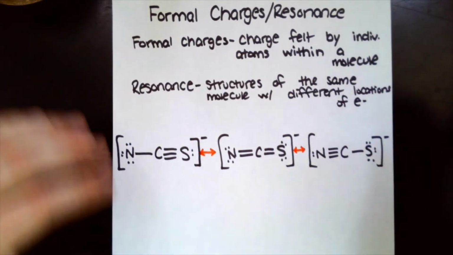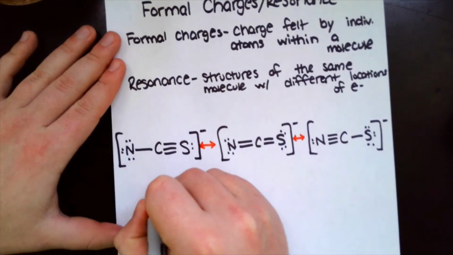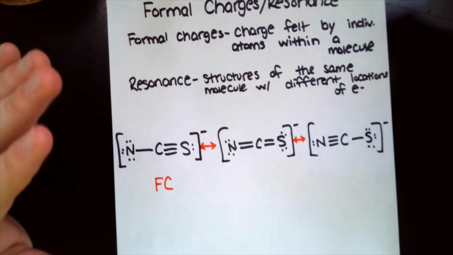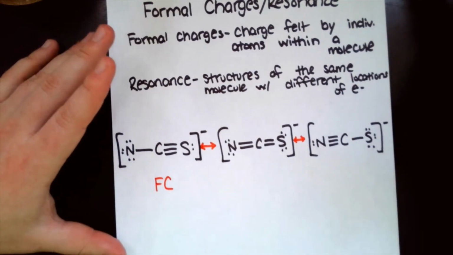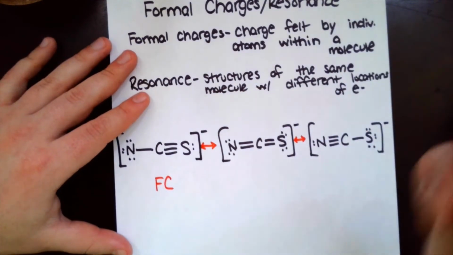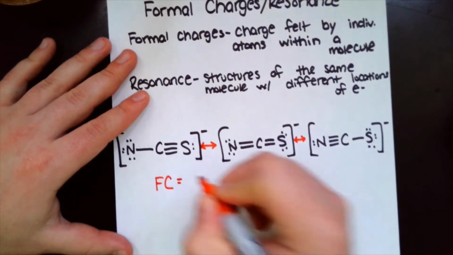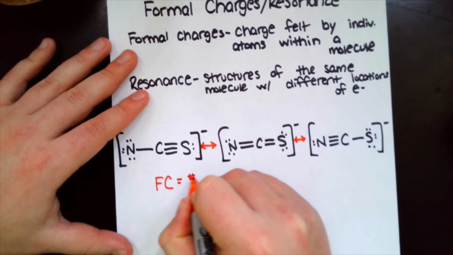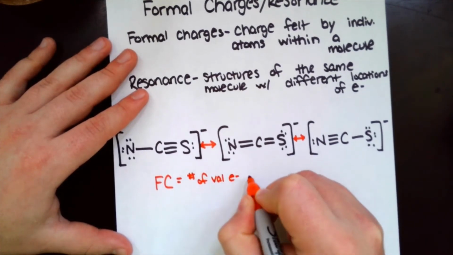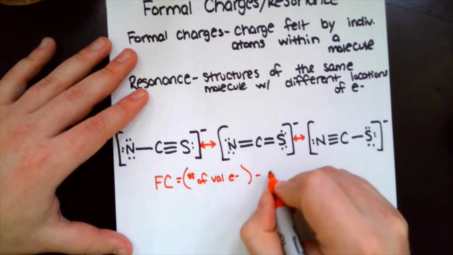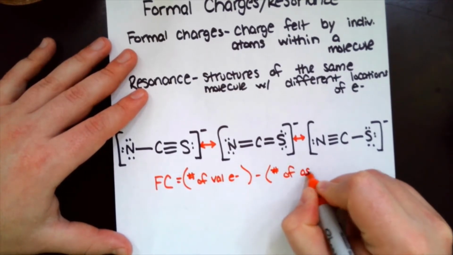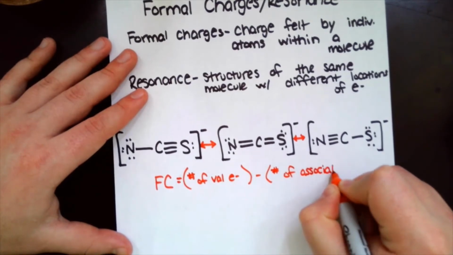So how do you calculate formal charges? I use an equation that's a little bit different than what you'll often see in textbooks, but I personally think that mine is simpler, so I'm going to teach it to you this way. So the formal charge equals the number of valence electrons minus what I refer to as the number of associated electrons.